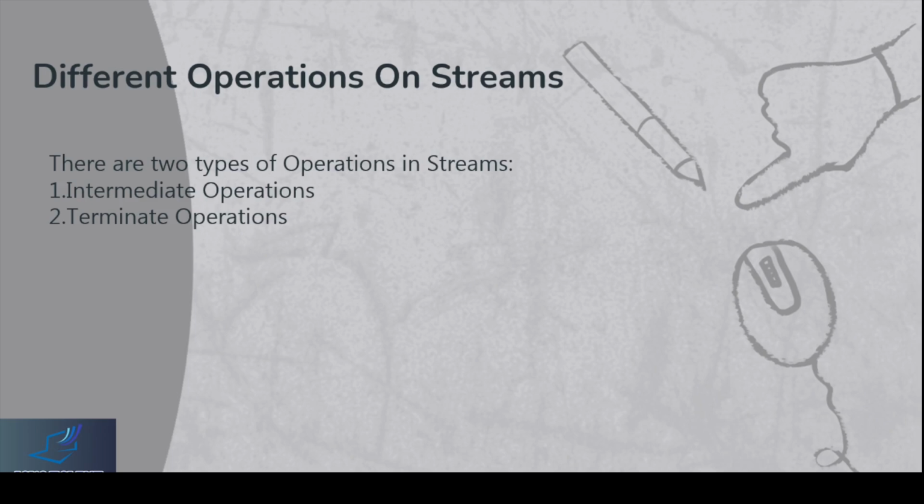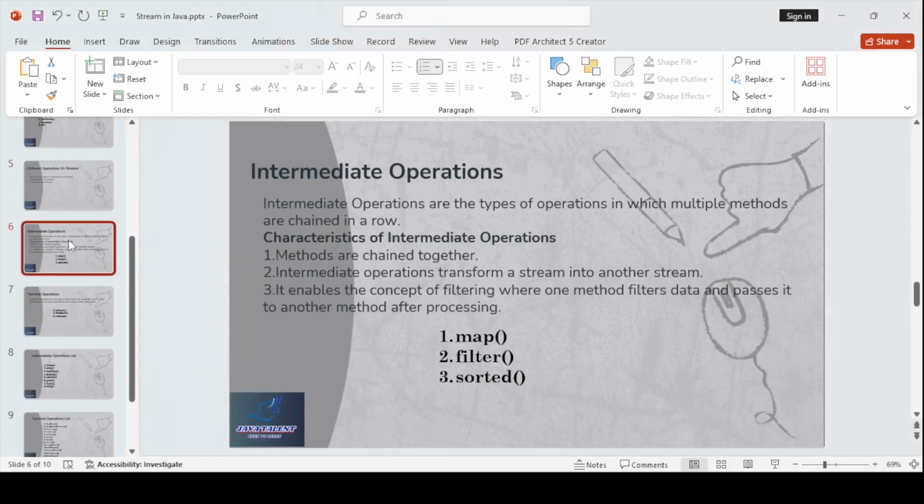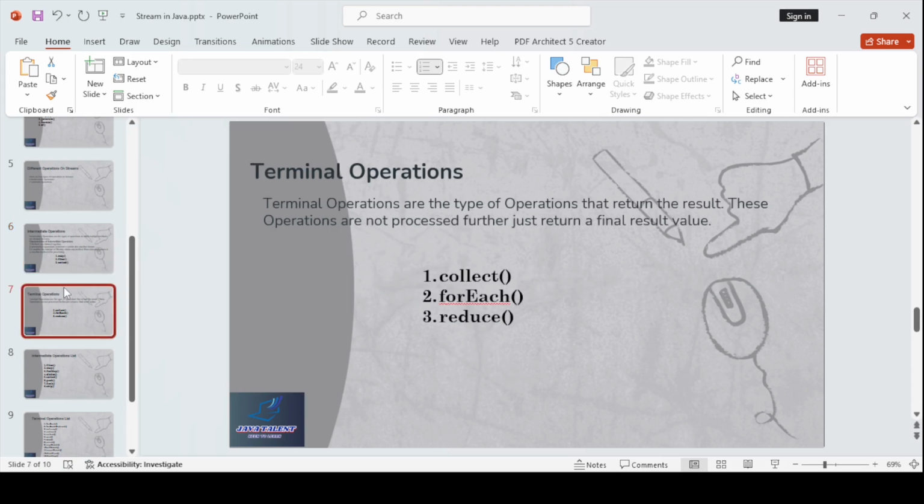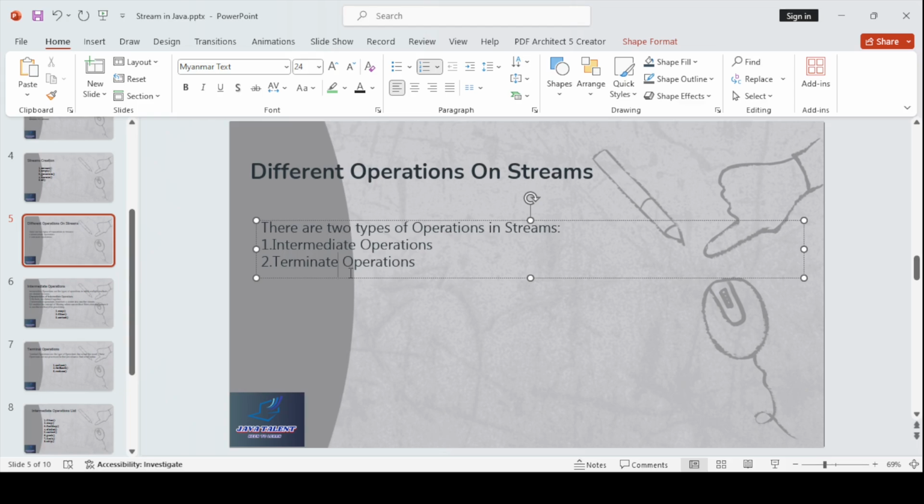What are the operations we have to perform for this Stream API? There are two operations. First is intermediate operations and second is terminal operations. So one second, let me rectify it. This is not terminate, it is terminal operation. Terminal. Okay, so the second is terminal operations.